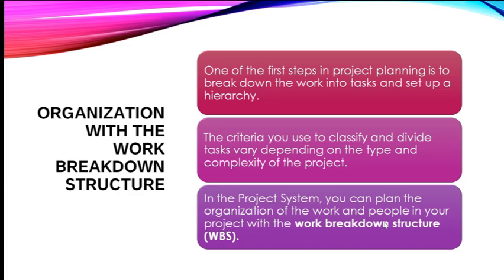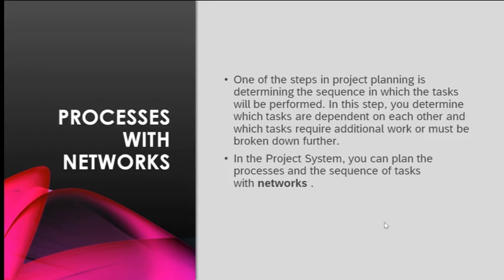In this way, what are the processes that are involved with the networks? One of the steps in project planning is determining the sequence in which the tasks will be performed. In this step, you will determine which tasks are dependent on each other, and which tasks require additional work or must be broken down further. And in the project system you can plan the processes and sequence of tasks using the network objects.